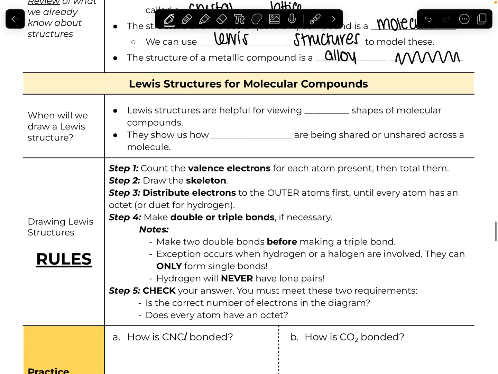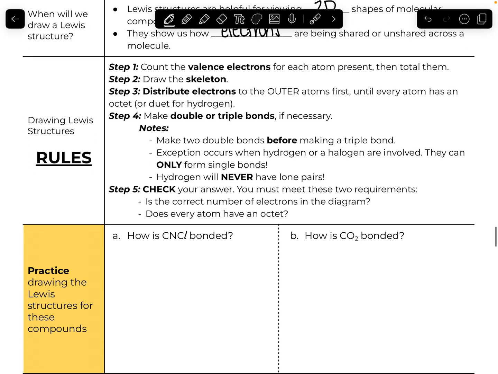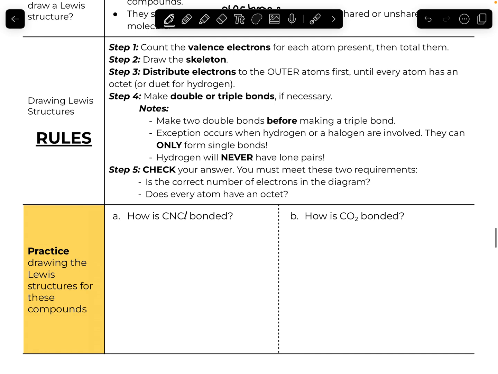All right, so drawing Lewis structures. Lewis structures are helpful for viewing two-dimensional shapes of your molecular compounds. Really what they show you is how electrons are being shared across your molecule, but they don't actually represent things in 3 dimensions. But before we can do 3 dimensions, we have to do 2 dimensions. So I'm going to give you a couple of practice problems here, walk you through how to draw them, and then you're going to do the 3.5 practice sheet to go through more about how to draw them from scratch.